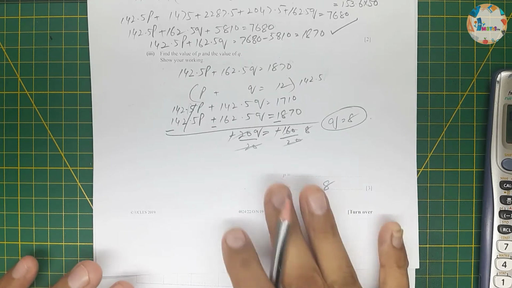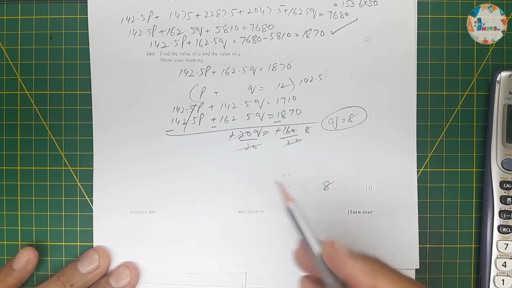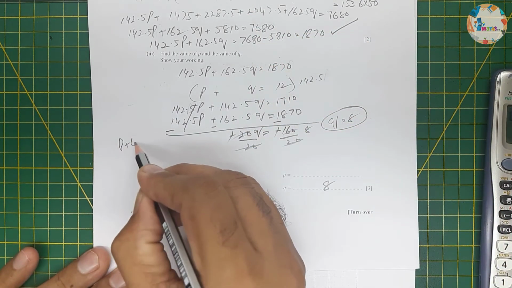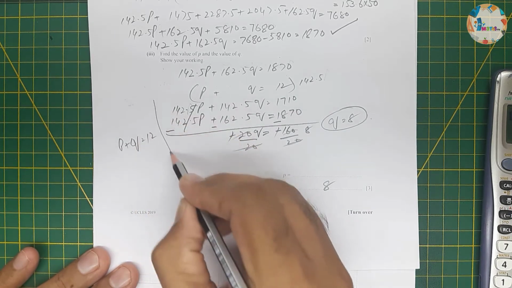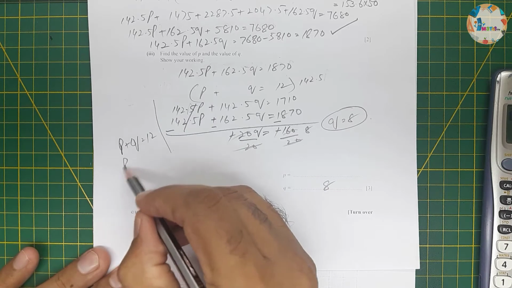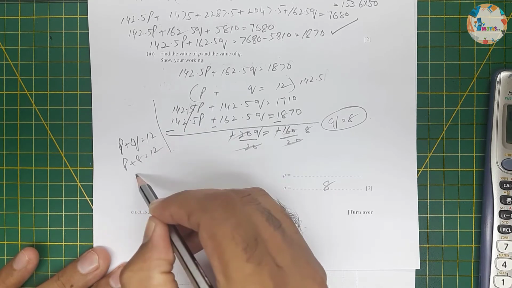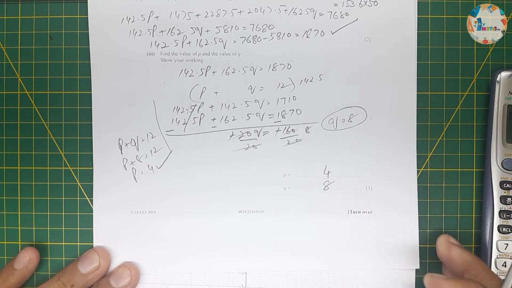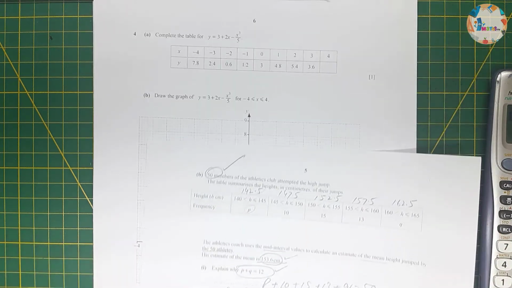Now this value we can replace: Q is equal to 8, we can replace in this equation, which is P plus Q is equal to 12. So P plus 8 is equal to 12, so P will be equal to 4, and this will be our final answer to this question. P is equal to 4.